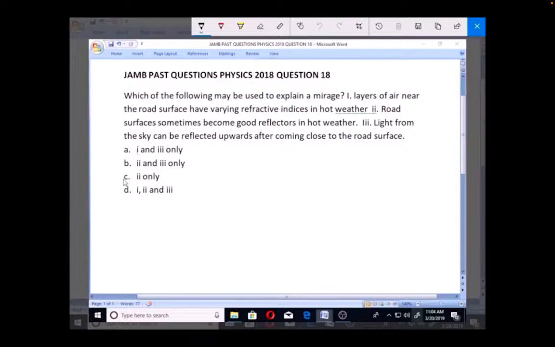So we have the following options: A, I and III only, B, II and III only, C, II only, D, I, II and III. Now, for us to be able to understand this concept very well, we need to know what a mirage is. So how do you explain the concept of mirage?